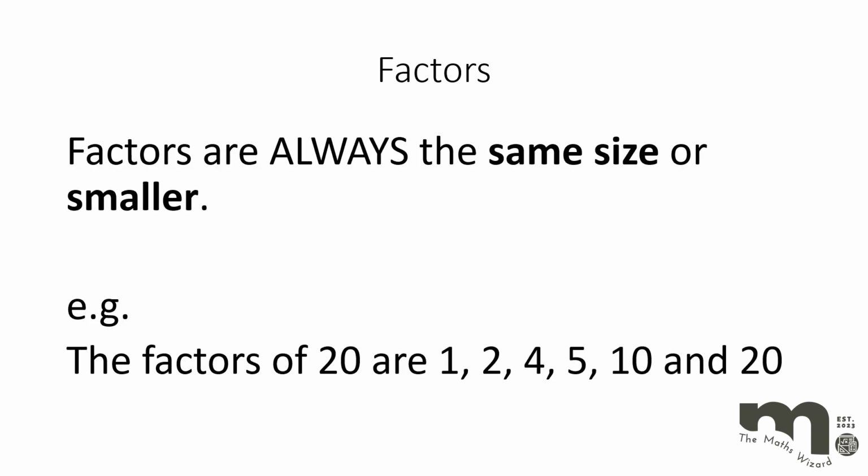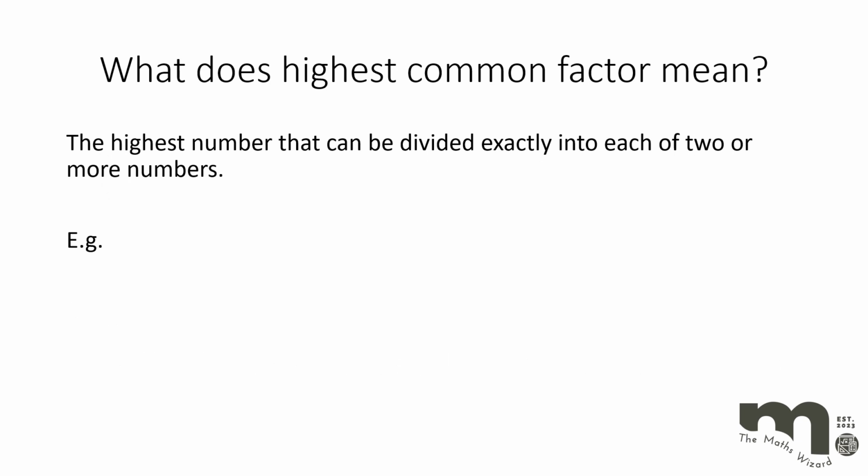And remember, the key thing with factors is they're always going to be the same size or smaller than the number. So the factors of 20 will be 20 or smaller, as you can see there. So that's an important thing to remember when we work out highest common factors. Okay, so what does the highest common factor mean?